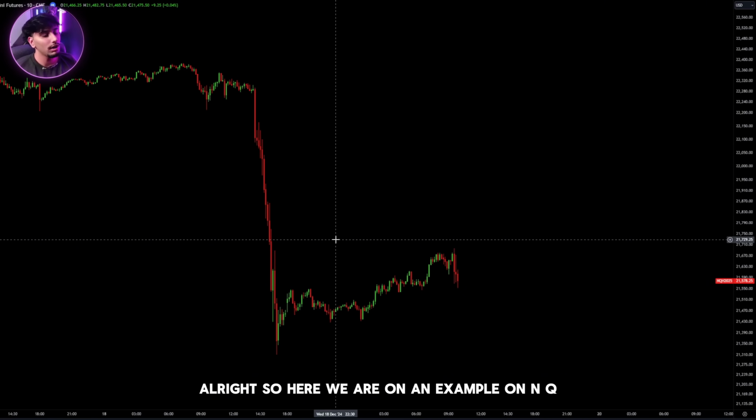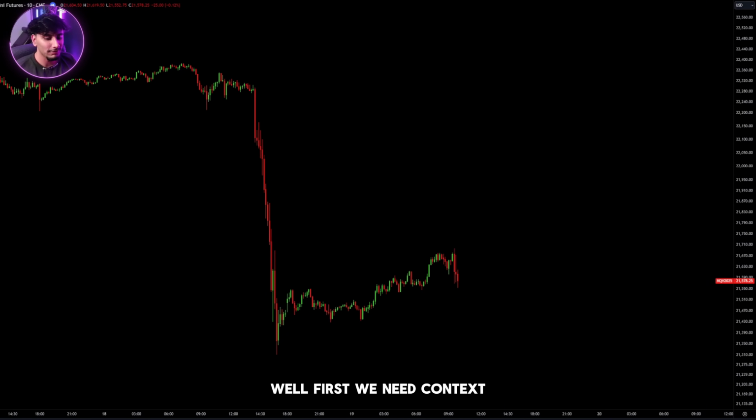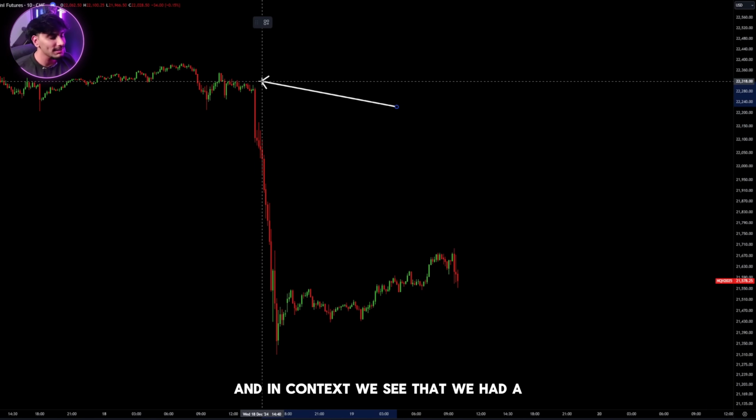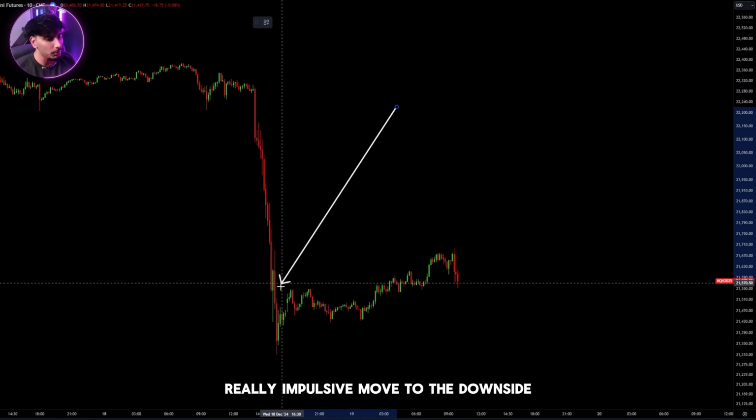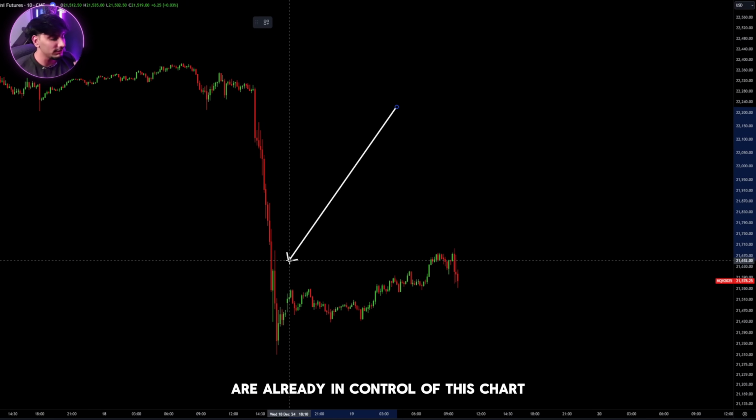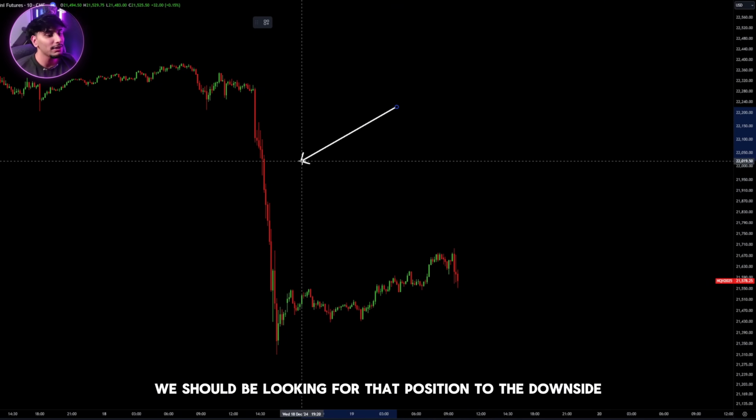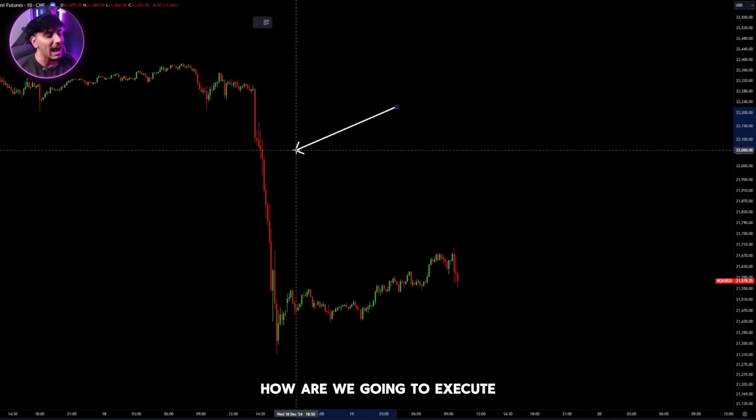All right, so here we are on an example on NQ. And on this example here, what do we see? Well, first we need context. And in context, we see that we had a really impulsive move to the downside. This shows that sellers are already in control of this chart, and therefore we should be looking for that position to the downside or a short position. However, how are we going to execute a short position?